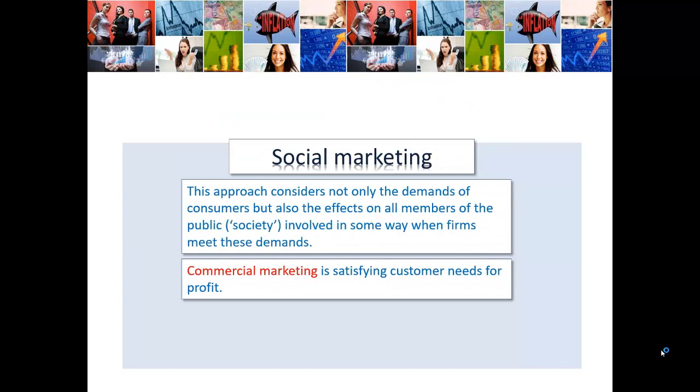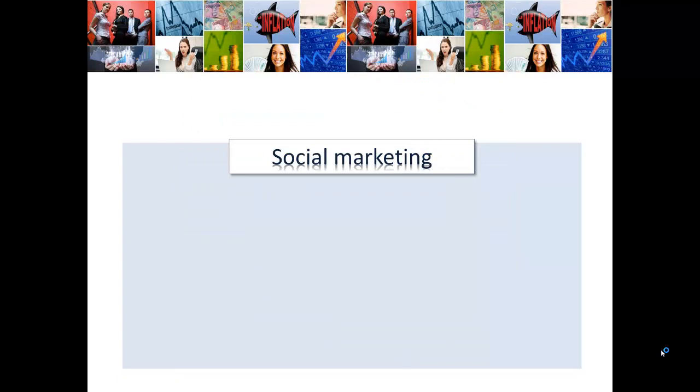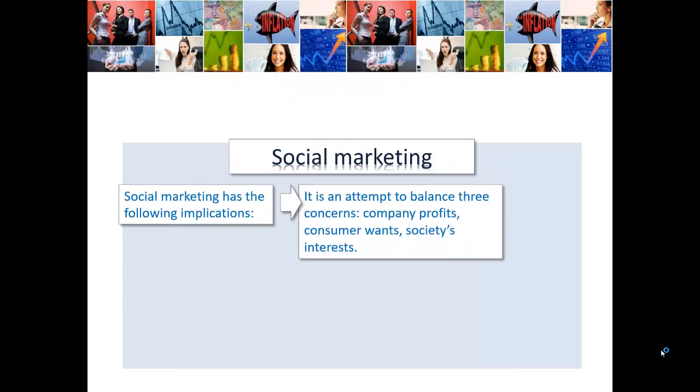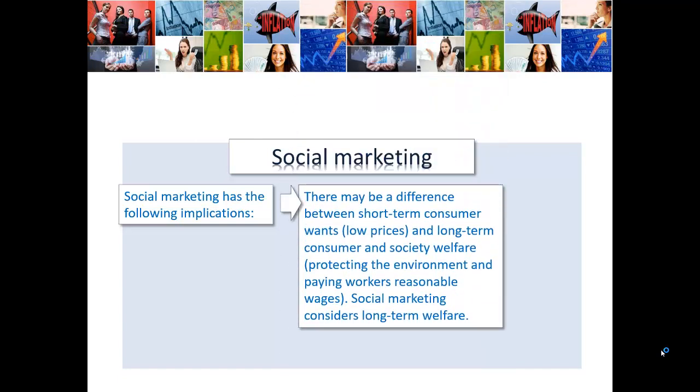Commercial marketing is satisfying customer needs for profit. Social marketing has the following implications, and it's an attempt to balance three concerns. So we've got the company's profits, we've got consumer wants, and we've got society's concerns as well, and trying to find a balance between all three of those. Now there may be a difference between the short-term consumer wants, for example low prices, and long-term consumer and society welfare, protecting the environment and being able to pay workers a reasonable wage. Social marketing considers long-term welfare.